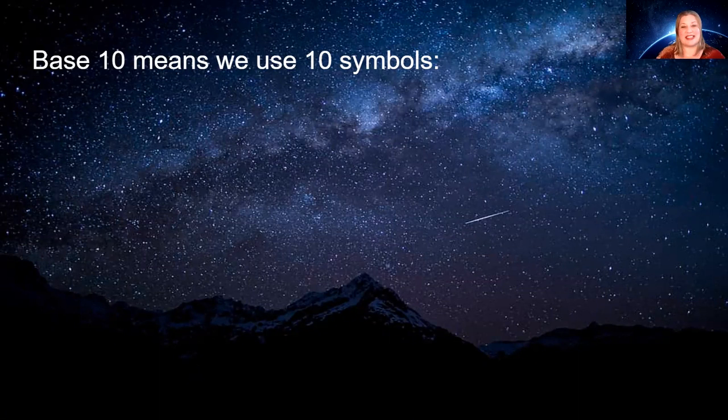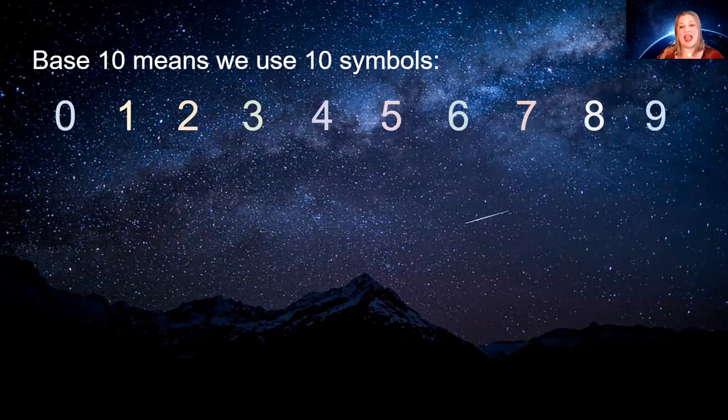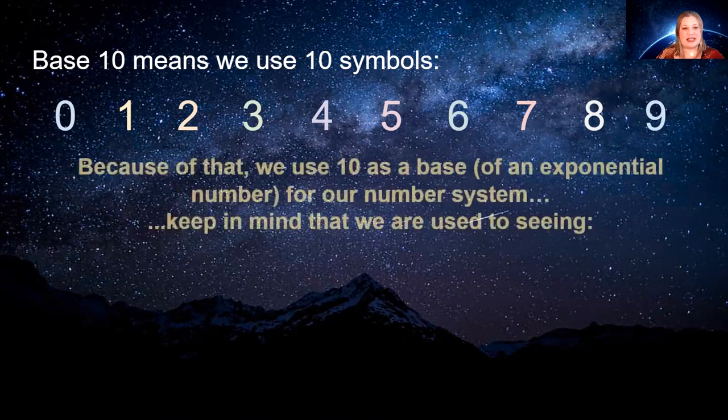We use the base 10 system. That's our regular thing that we're all used to. Base 10 means we use 10 symbols: 0, 1, 2, 3, 4, 5, 6, 7, 8, and 9. This is what we use on a regular basis. It's our base 10 system. So because of that, we can use 10 as a base of an exponential number for our number system.